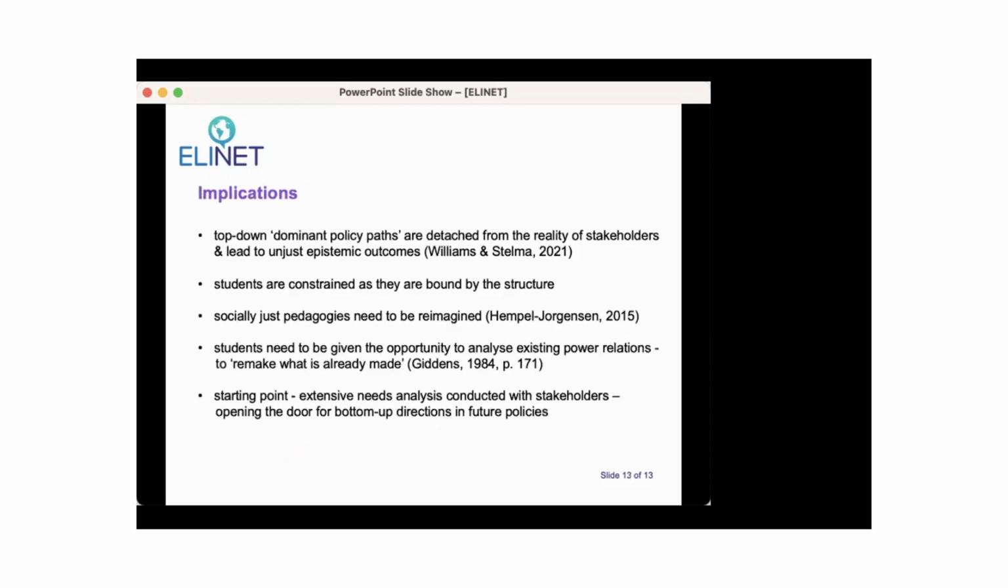So to conclude, the question therefore is, can students break free from their habitus formed within their social structure? In other words, can they break free from the past experiences of passive agency? Students are constrained in their English learning as they're bound by top-down dominant policy path structures, which results in injustice, as they are detached from the reality of stakeholders.